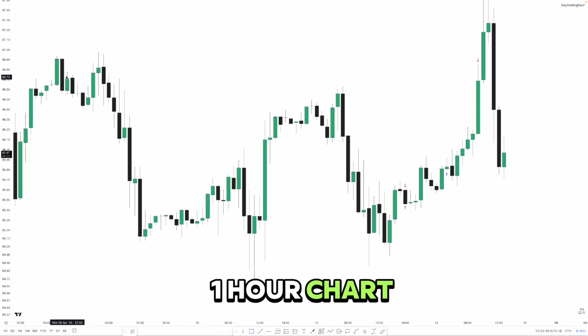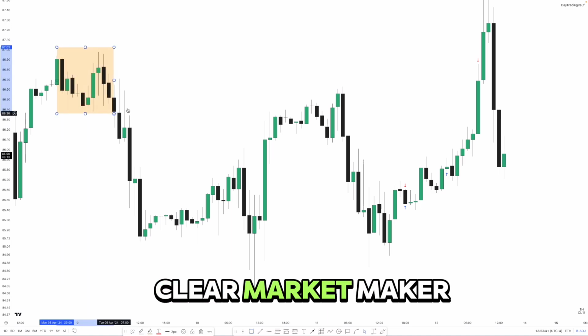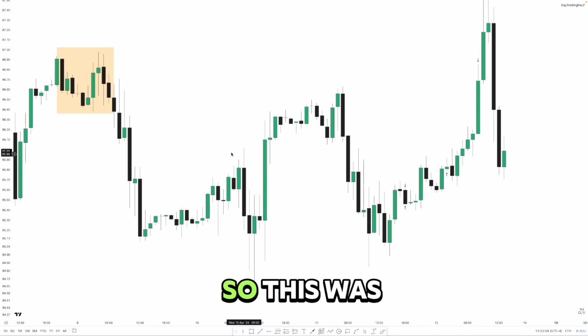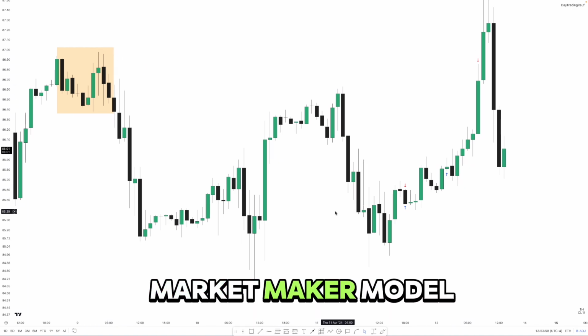And on the 1 hour chart, you guys can see that this is a clear market maker buy model. This is the original consolidation, what we cleared right here. So this was the buy side liquidity that I was targeting. And I was going off a market maker model framework.